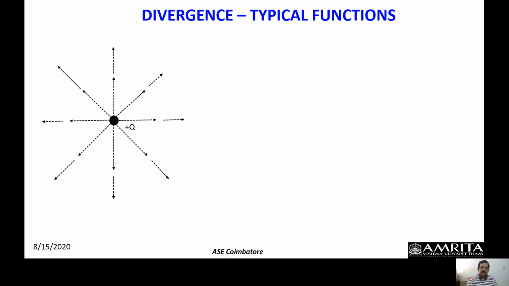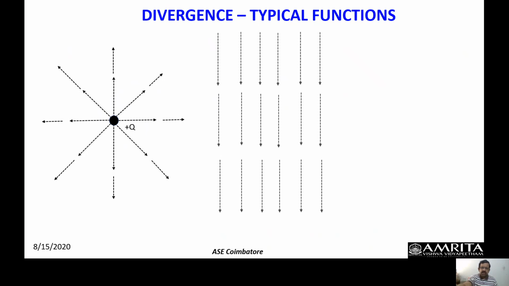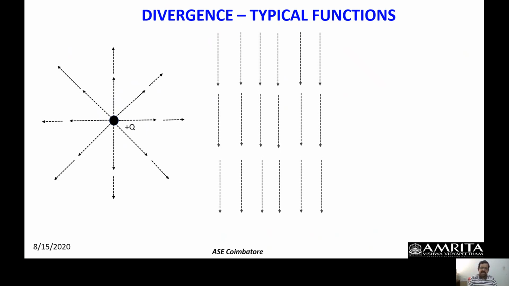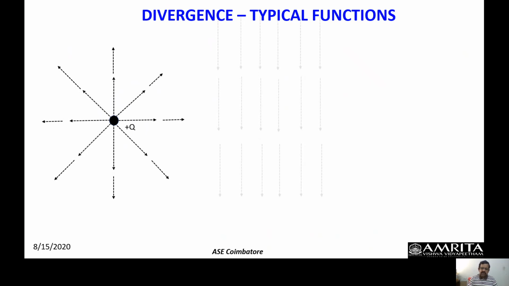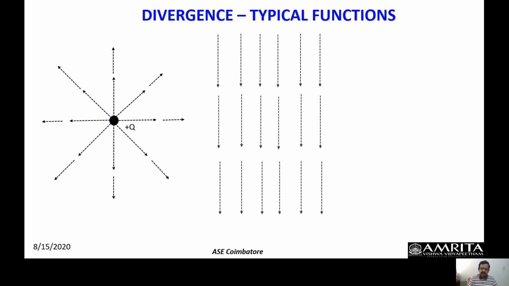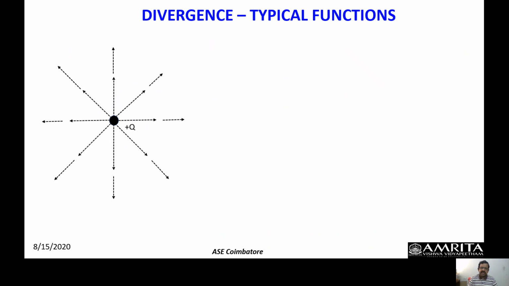I have specifically used here a uniform vector function, which means the vector points down. Okay, it actually points along the negative z direction. Okay, it is pointing down, the negative z direction in a rectangular coordinate system.